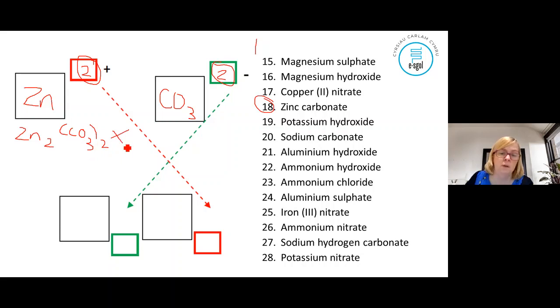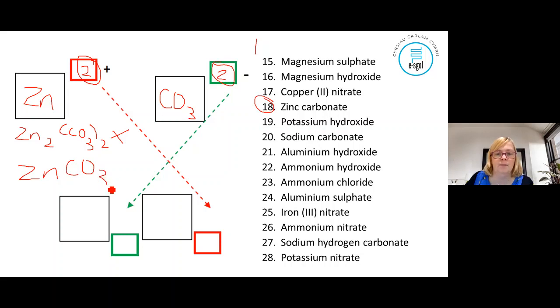That is very wrong. As an examiner, I can tell you it's a very common mistake. So if you've ever done it, don't beat yourself up about it, but remember that little rule: if the numbers are the same, we don't crisscross. So in this case, it would be Zn, and then you put the carbonate afterwards.